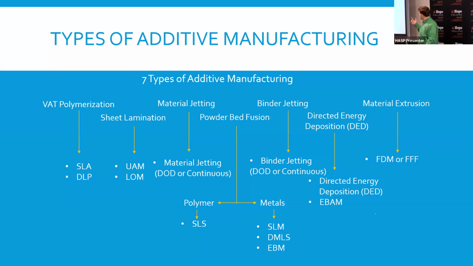Next one is binder jetting, which is a weird one, which we'll get into because it kind of combines 2 things. Directed energy deposition, DED, which you can have regular DED, or you can have an upgraded version called EBAM. And then the hobbyist favorite, material extrusion. Material extrusion can be FDM or FFF. They're the same exact thing. FDM is a trademark from Stratasys, who makes certain 3D printers. But FFF is the same thing as FDM.